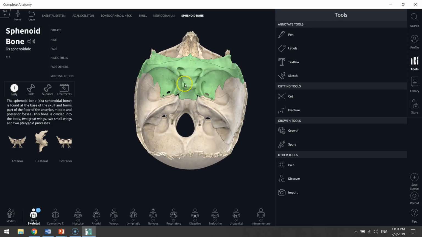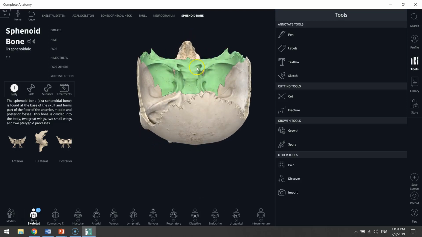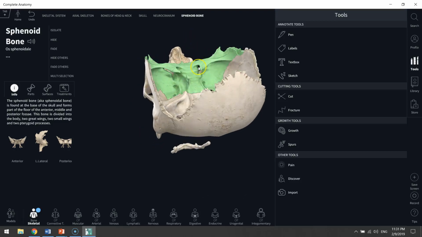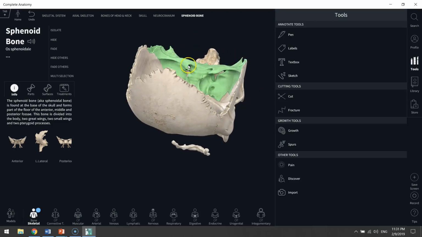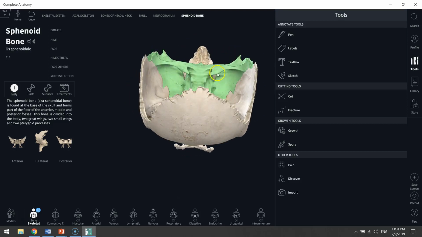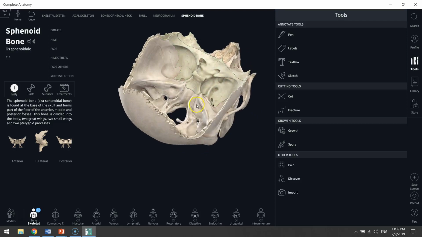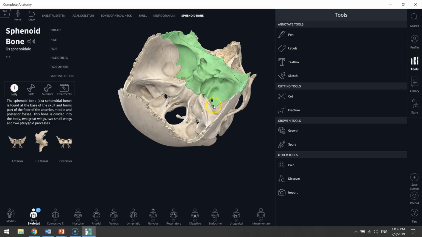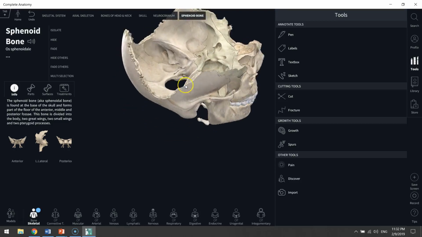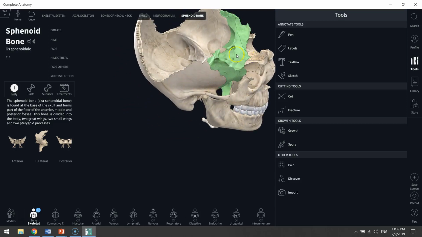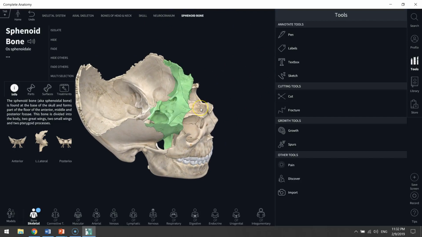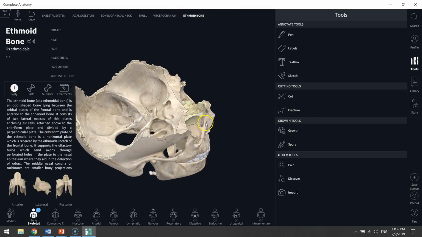Here in the middle, you can see the hypophyseal fossa, the pituitary gland. Lateral and anterior to that, you can see the optic canals. Inferior to that, you can see the superior orbital fissure, the foramen rotundum, foramen ovale, and foramen spinosum. You can also see that the sphenoid bone articulates with the ethmoid bone anteriorly.